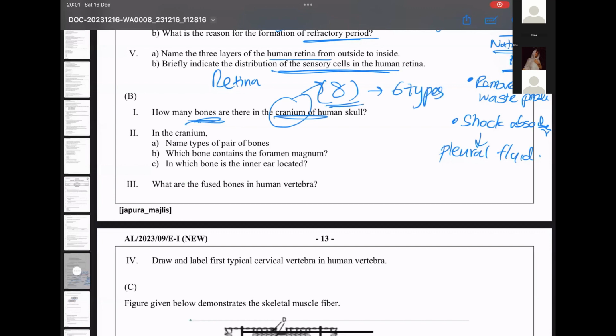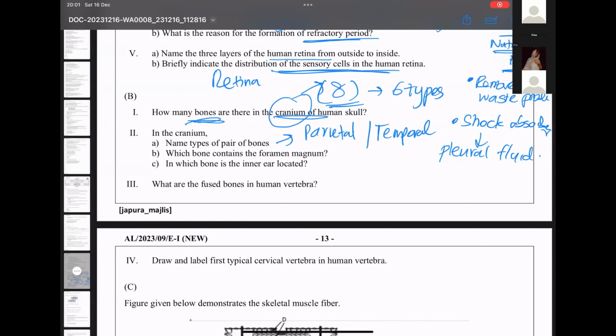In the cranium, name the types of paired bones. That means what are the paired bones? I told you there are two paired bones. What are the 2 paired bones? The parietal. So P, parietal, and temporal bones. So these are the paired bones.